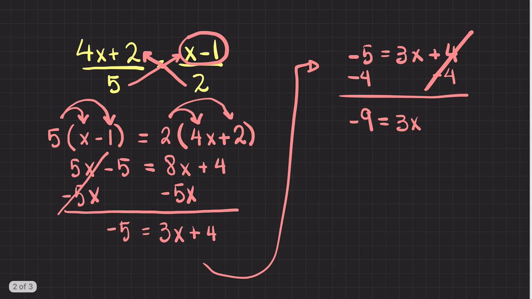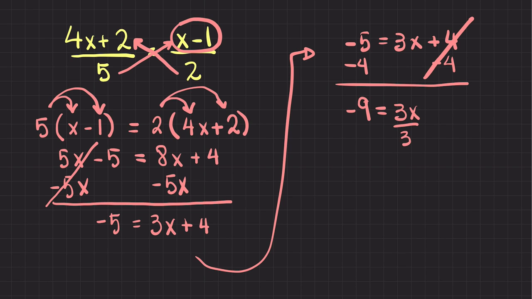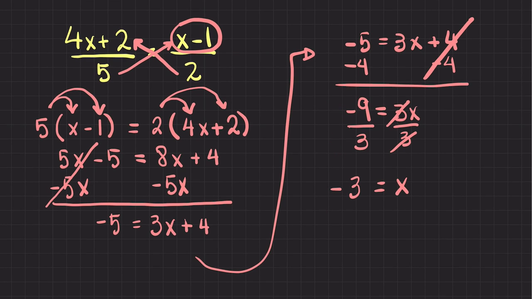Now I need to get rid of the 3 in order to have x by itself. So I'm going to divide both sides by 3. And x is equal to 9 divided by 3, which is 3. And a negative divided by a positive is a negative. So x is equal to negative 3.